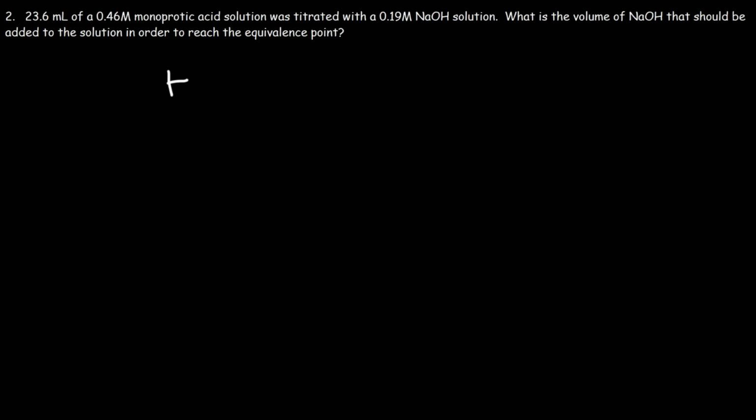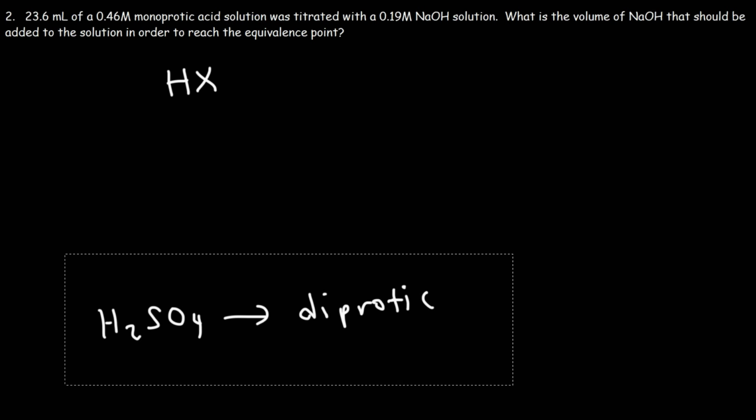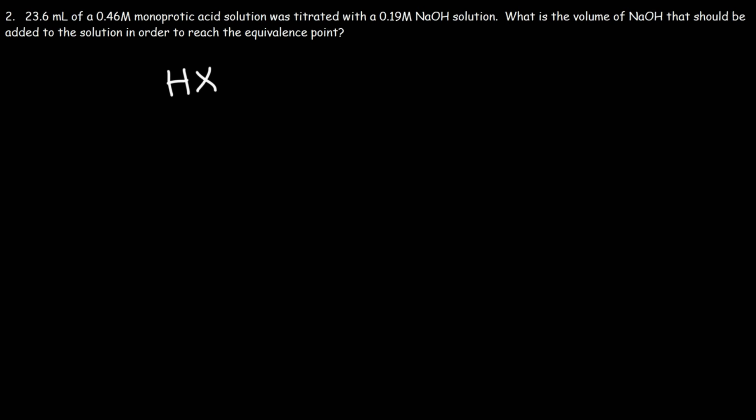So we have a monoprotic acid. That's an acid that can give away 1 proton per formula unit. H2SO4, this is what is known as a diprotic acid. It can release 2 hydrogen ions per formula unit. So we're combining a monoprotic acid with sodium hydroxide.